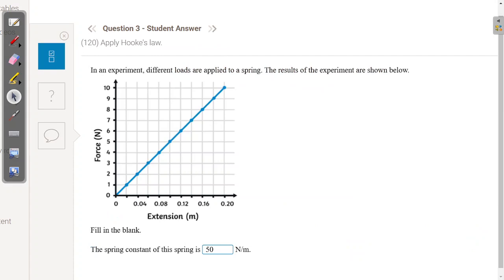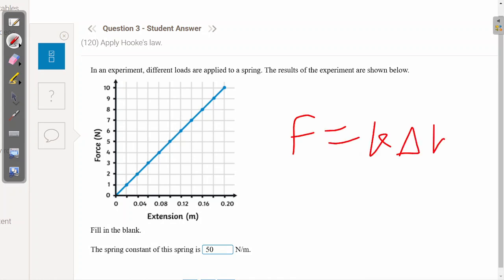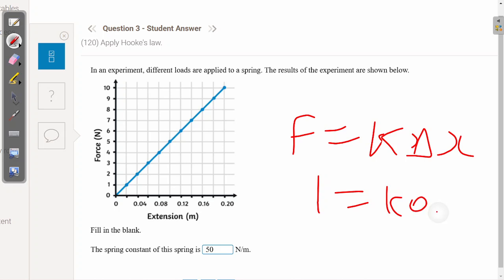Okay, for this one, you can do the slope or you can do Hooke's law, which is F equals K delta X. Sorry, delta X. So you choose any point on the graph. 1 equals K times 0.02. So you divide 1 by 0.02. It will give you 50.